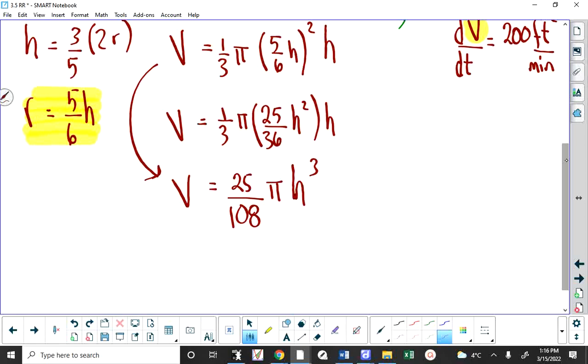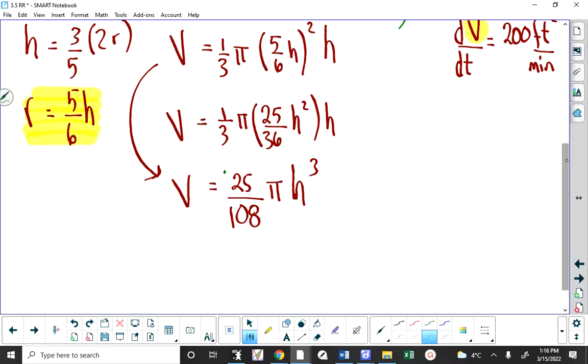But I also know from marking many of these problems over the years that this is where the mistake is made. Maybe you forget to square the 5/6, or you square it but you forget about the third. It's a little bit greasy. We're ready to go.